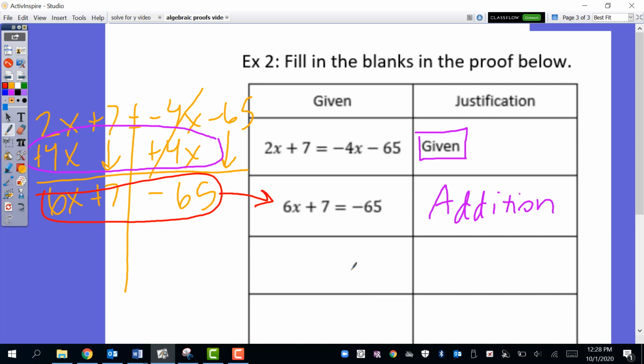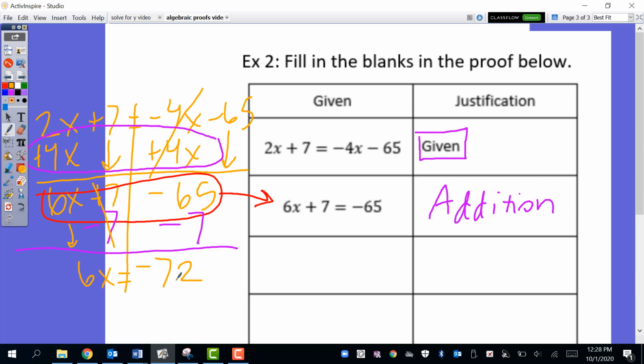Because now you have to fill in both columns. Well, the next step I would do would be to move the 7 over to the right hand side. How do I move 7? Well, I'm going to minus 7. Minus 7. What do I get? Well, the 7 and 7 cancel out. I'm left with 6x. Negative 65 minus 7 is negative 72.